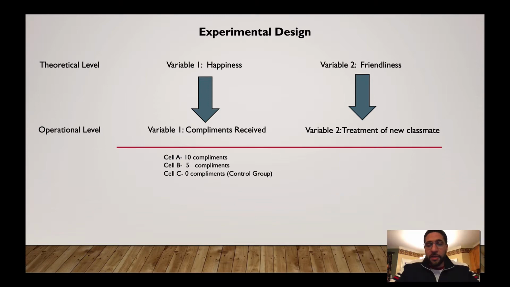Okay, so then how are we manipulating our independent variable? Well, again, we have these 3 cells, right? Again, in one cell, somebody's getting more compliments, 10 of them. Another cell, 5 compliments. Third cell, 0 compliments. So that's the manipulation of the variable of happiness as we are attempting to operationalize it.